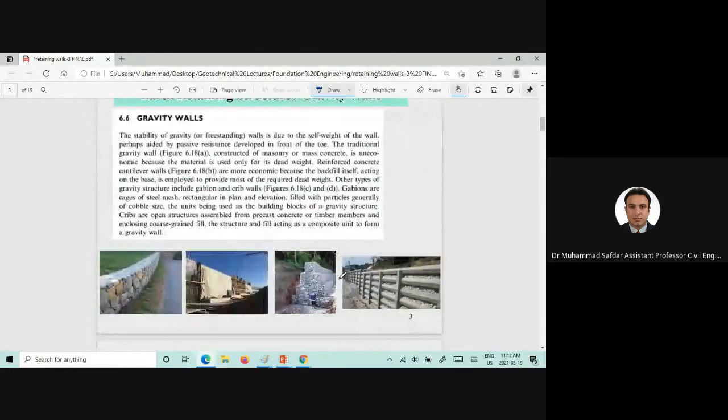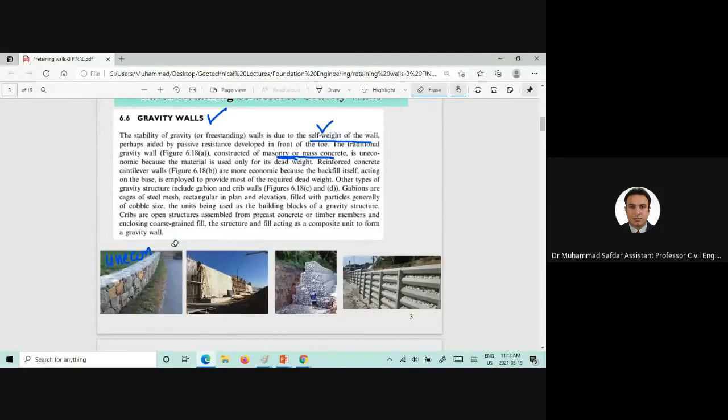Now here our focus would be on the gravity retaining walls, and as we discussed, the stability of the gravity retaining walls depends mainly upon the self weight of the wall, and these are massive structures which are constructed from stones, masonry or concrete. Obviously they are uneconomical because lots of material is used to construct these types of walls.